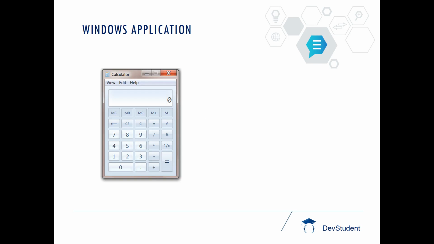So the output of the Windows application looks like this. You can see minimize, maximize, close buttons, and a lot of text boxes and buttons, using which the user can interact. In this, if you want to do addition, you can click on 2 plus 4 equal to, like that. You can click on the buttons with the mouse, which helps you to interact in a much better way.